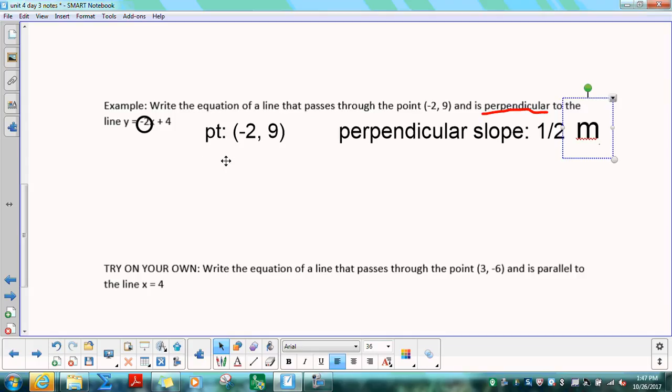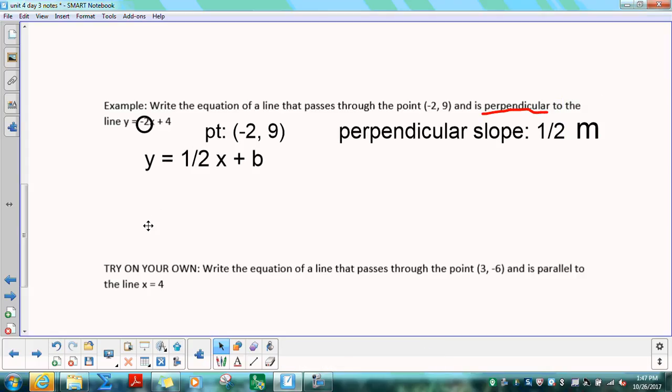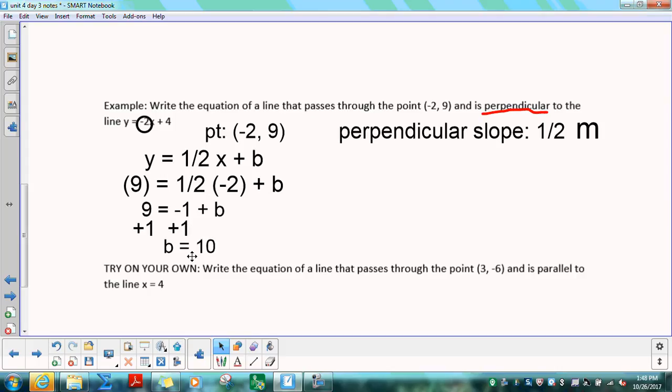We go ahead and plug it in just like the last example. So y equals 1/2 x plus b. We don't know what b is, so we're going to use our x and y to find it. We plug them in. We go ahead and simplify what we can. 1/2 times -2 gives us -1. We add 1 to both sides. B ends up equaling 10. Okay? Now that we have that, we plug it into our equation, so we get y equals 1/2 x plus 10. Okay?